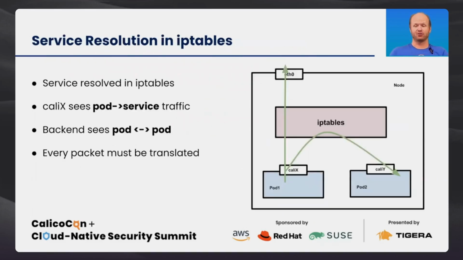But before I dive into how to open the black box of the eBPF platform, let me take you through one more feature. In iptables, the services were always resolved within iptables. So when a pod was trying to connect to a service, the device of the pod would see pod-to-service traffic. And the backend would see a pod-to-pod traffic. And every packet on those connections would have to be translated. That is no more true with eBPF.